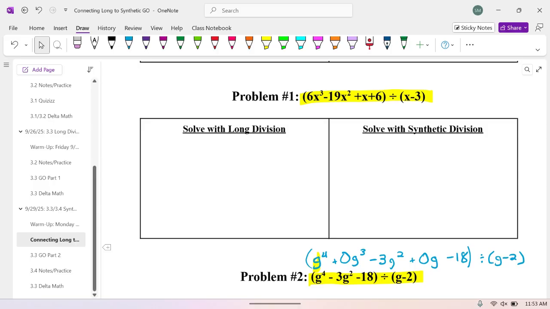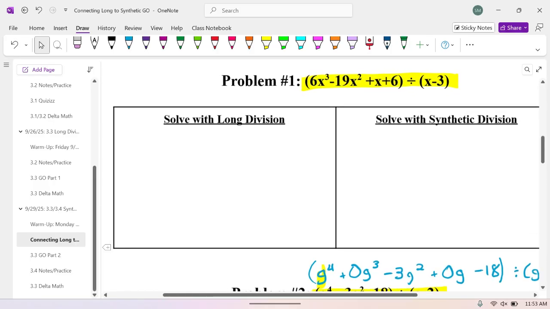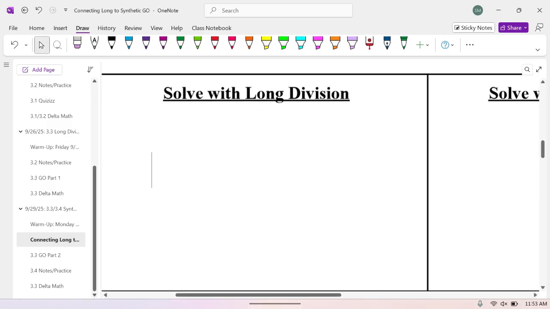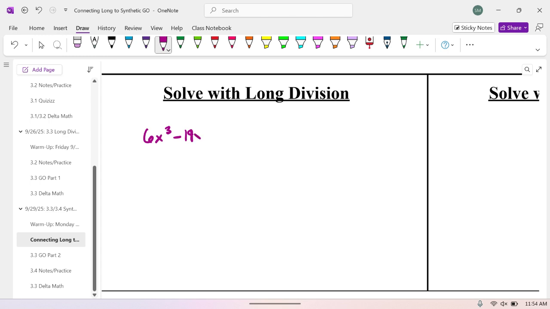So, what's my very first step here? Well, before I even do that, what do I need to do first? Right, I need to write out the long division, which Miss Murphy needs to write small, but 6x cubed. Can someone just read it out for me? I don't have it in front of me. 6x cubed minus 19x squared plus x plus 6, divided by x minus 3.